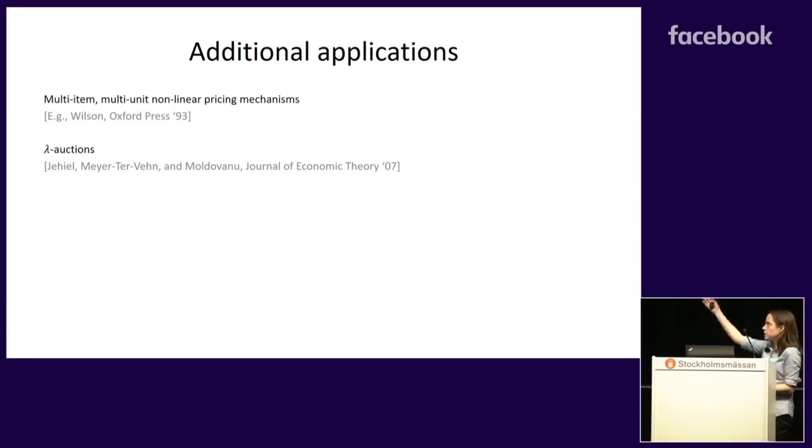And last, there are also many other auction classes that this general theorem applies to, but which I'm not going to talk about right now. So these include multi-item, multi-unit, nonlinear pricing mechanisms. These generalize the two-part tariffs. And they also include lambda auctions, which are a subset of affine maximizer auctions.